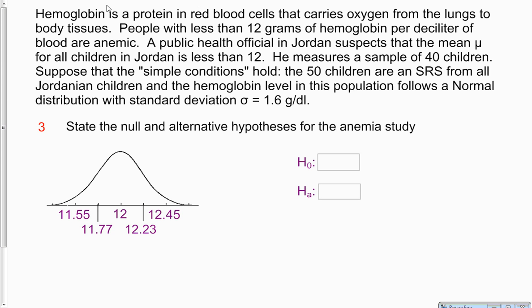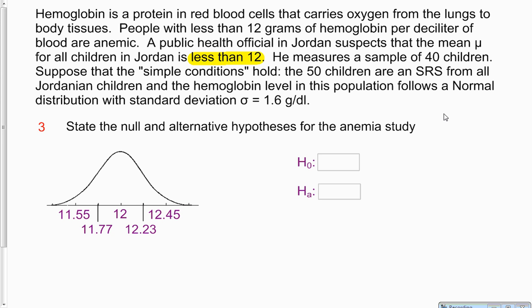Hemoglobin is, well, just background. People with less than 12 grams per deciliter are anemic. Okay, so we'll remember that. A public health official in Jordan suspects that the mean for all children is less than 12. Okay, so someone suspects that the mean is less than 12. So we'll keep that in mind. He measures a sample of, let's say, 50 children. Suppose the simple conditions hold, etc. That's all it says about the mean.